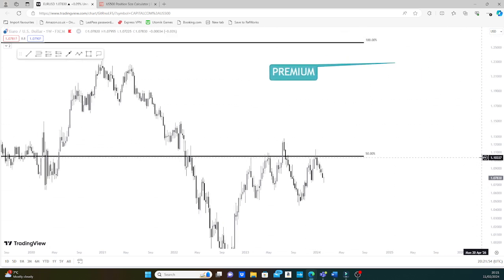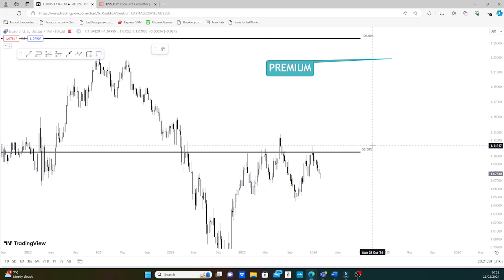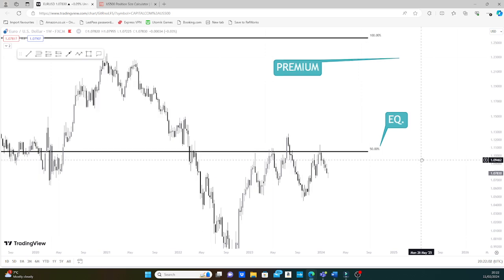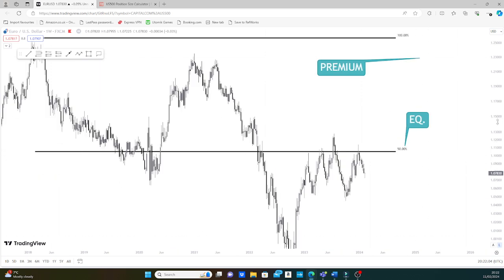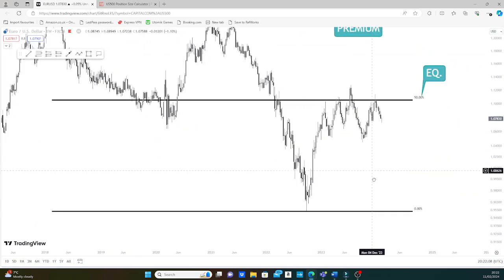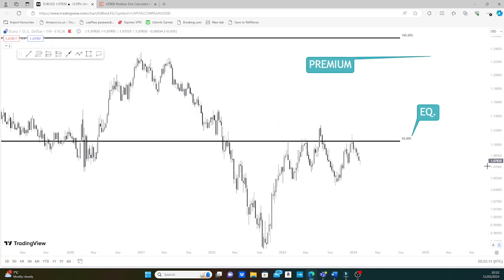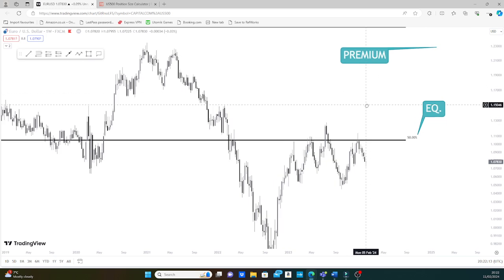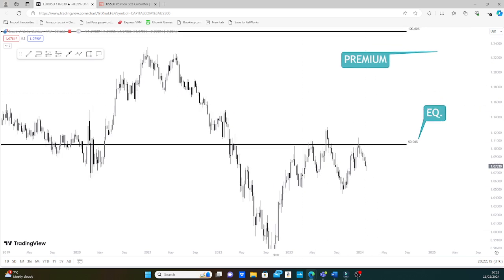over here. We have our 50% level. This is the equilibrium, right? So this is the equilibrium over here. This is the equilibrium, or for short, the EQ. So the EQ represents the 50% level, or halfway between the structural high and the structural low. So now that we've seen this over here, we need to understand how we can use the premium and discount tool to our advantage to build a narrative in price.